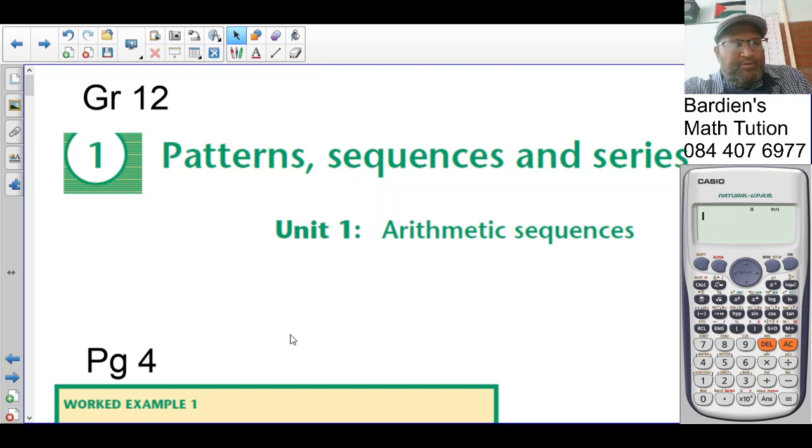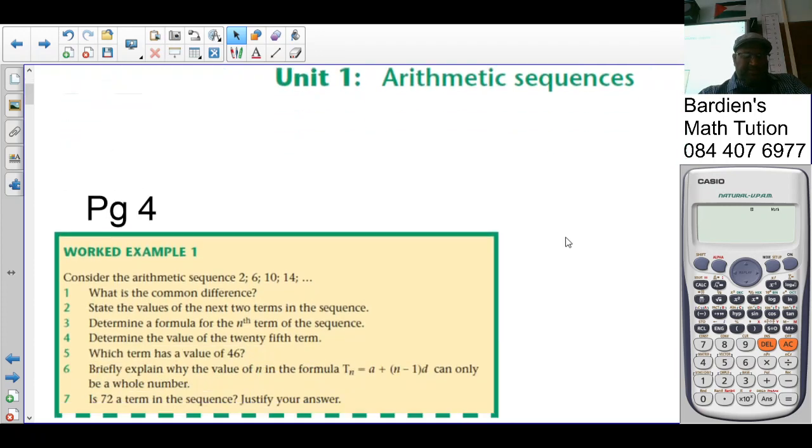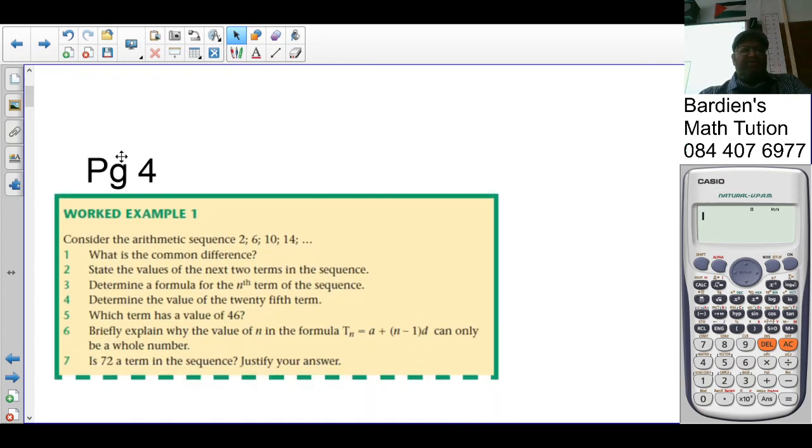So at this point, we're looking at sequence and series. We started off the lesson yesterday reminding you where sequence and series fits in, and what the D stands for and the A stands for, and so on. Okay? I also explained that sequences were dealt with since the primary school days already. Last year we looked at quadratic sequences. Okay? So we're looking at worked example 1 on page 4.